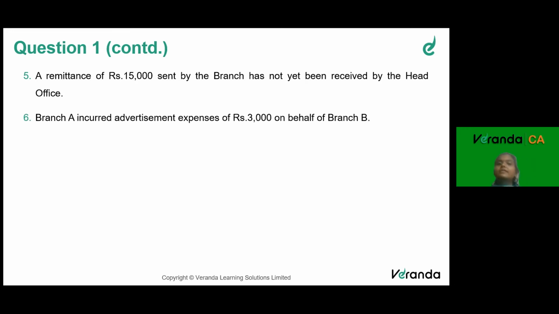Now, branch A incurred advertisement expense for 3,000 on behalf of branch B. So this is not with regard to head office, but how do I handle two branches' ledgers? Though it doesn't involve head office here, what is important to note in branch accounting is you need to route it through head office. Imagine that for a particular company there may be more than 100 branches throughout the country. So we cannot probably open so many branch accounts, right?